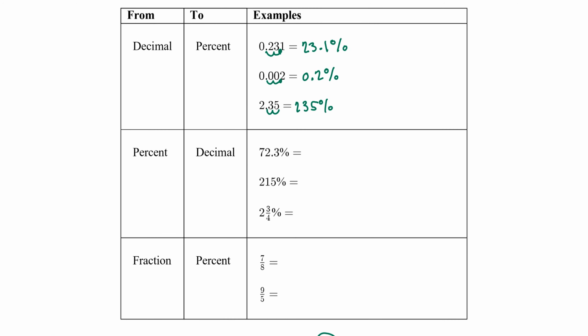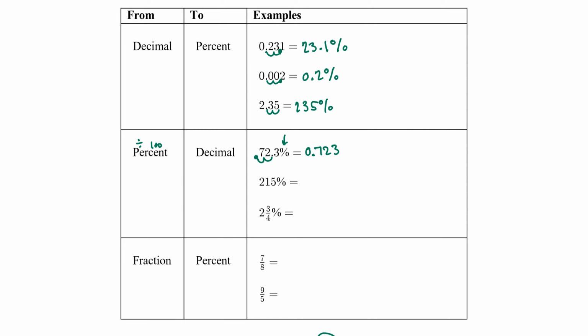Let's get back to our examples. Let's go the other way. We're going to go from a percent, as indicated by the percent sign, back to a decimal. So we need to divide by 100 or move the decimal 2 places to the left. Place value is very convenient, and it allows us to multiply or divide by a multiple of 10 simply by sliding that decimal. So 72.3% is 0.723.